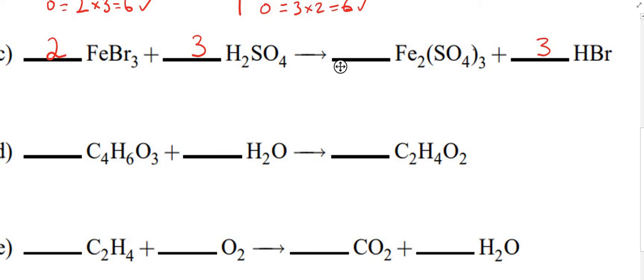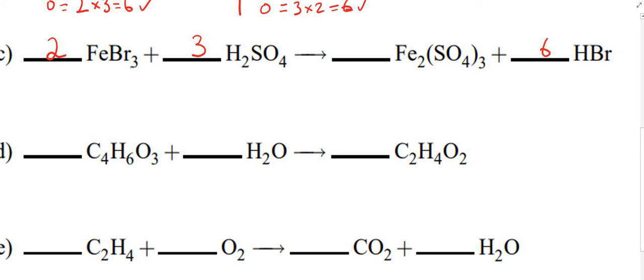The last job I've got to do is balance the hydrogens. So I've got 2 on this side, but I've got 3 of these, 3 times 2, so I've actually got 6 on this side, I've only got 3 on this side. So I'm going to have to come back over here and rub this out. And so I'm going to need 6 hydrogens, because I've got 3 times 2 is 6, now I've got 6 there, that's great.